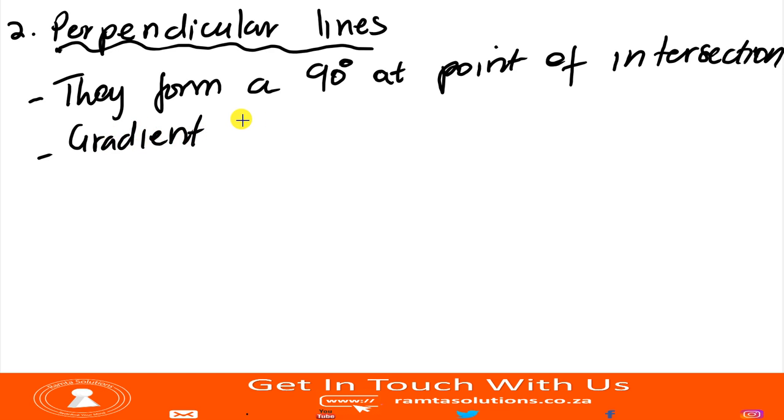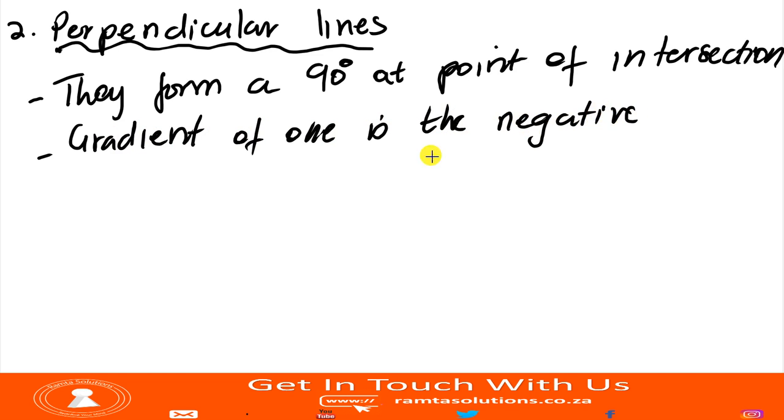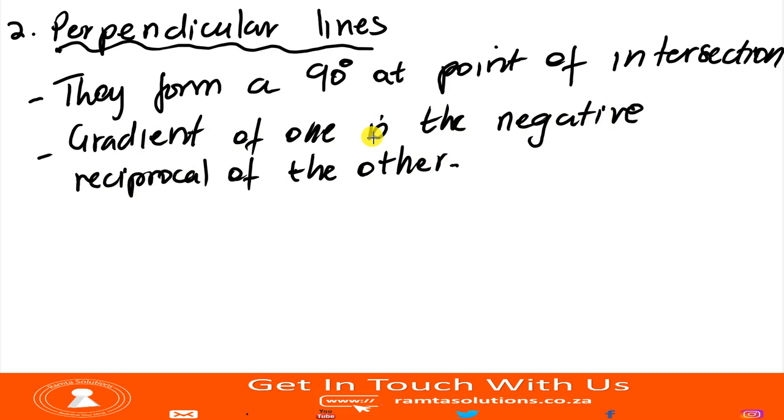So this is a revision of grade 10 basically. The gradient of 1 is the negative reciprocal of the other. Okay. Remember, highlight that they form 90 degrees at the point of intersection. I'm going to give you an example. So let's say this is line 1, this is line 2. Okay?